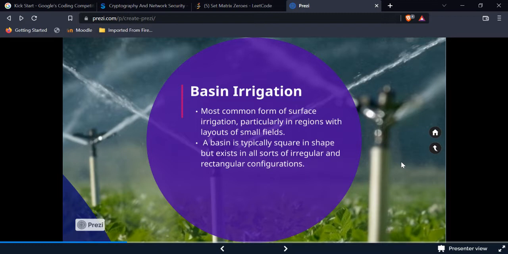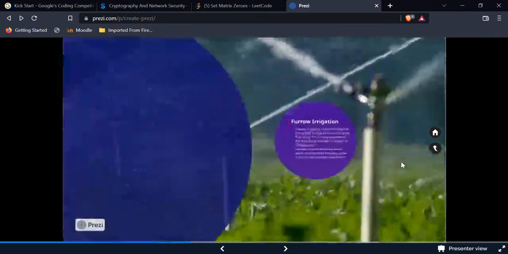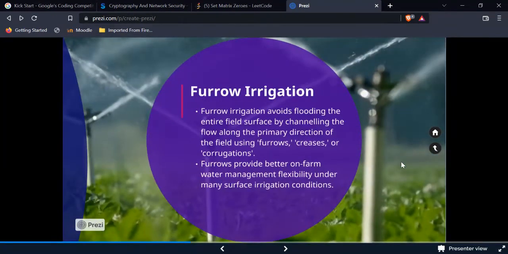When an irrigation project has been designed for either small basins or furrows and borders, the capacity of control and outlet structures may not be large enough to improve basins. And the next type of irrigation is furrow irrigation. Furrow irrigation avoids flooding the entire field surface by channeling the flow along the primary direction of the field using furrows, creases, or corrugations. Water infiltrates through the wetted perimeter and spreads vertically and horizontally to refill the soil reservoir.